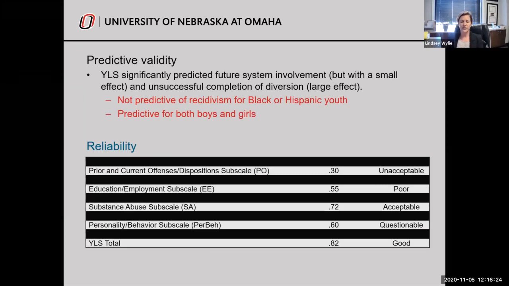One of the things we find to have the lowest reliability, meaning is it measuring things in a consistent way, is that first domain within the YLS, which measures prior and current offenses. Keep in mind, these are diversion kids, right? Many of them don't have prior offenses before coming to diversion. That's part of why they're in diversion. And so those items do a very poor job of contributing to the predictive validity of these tools.